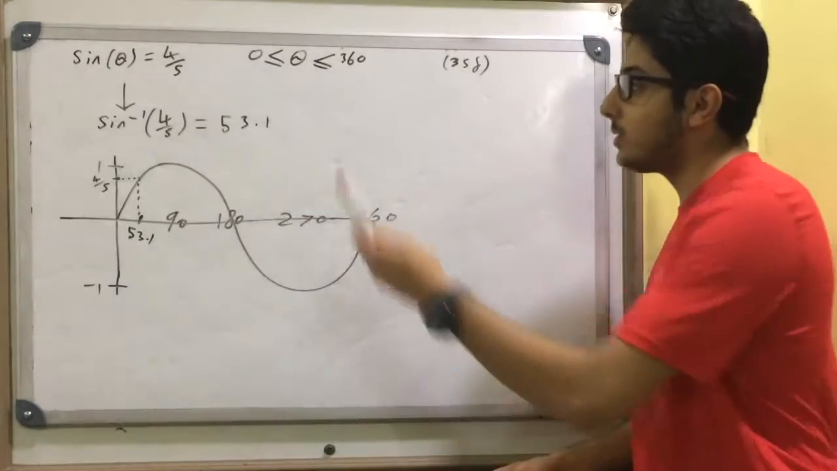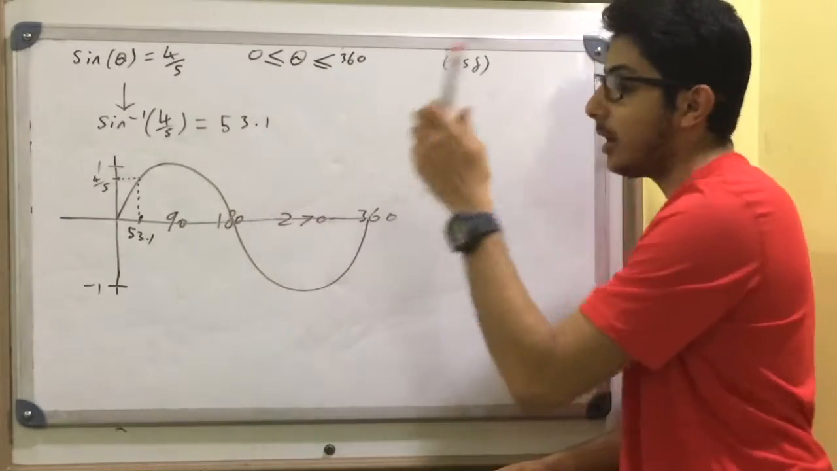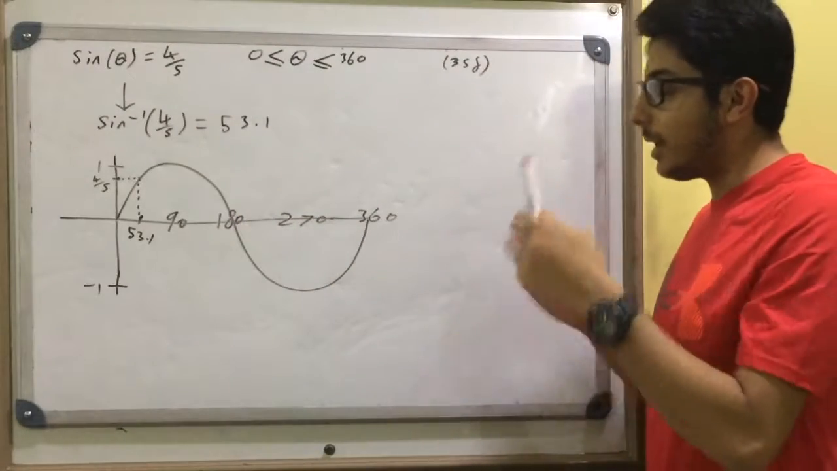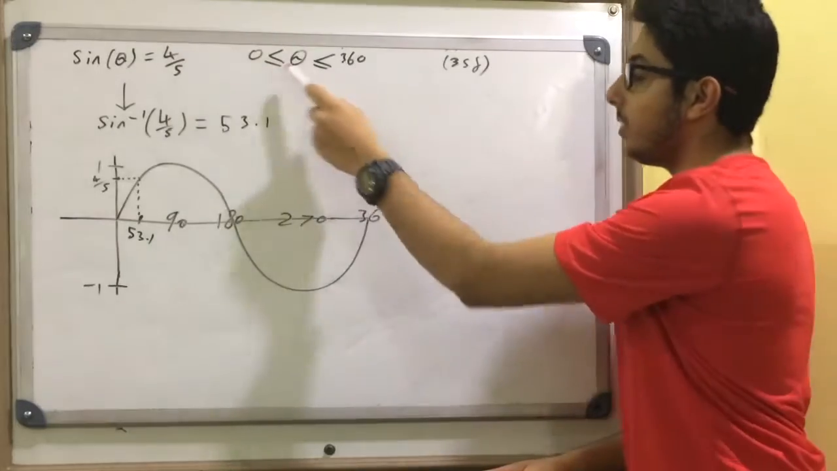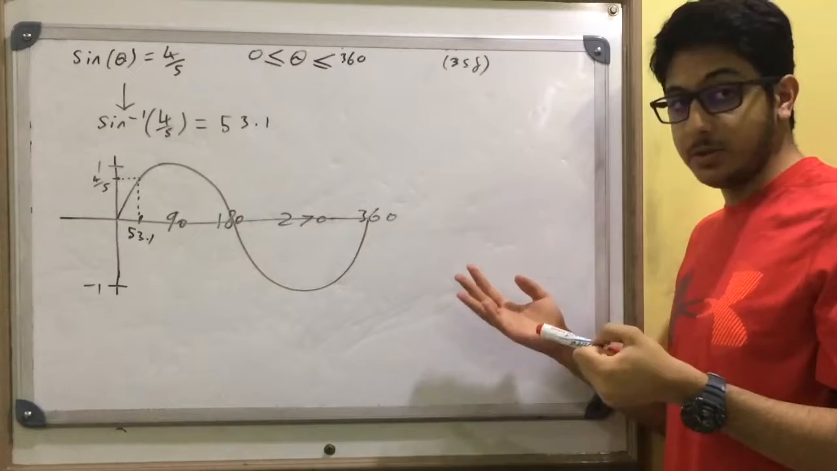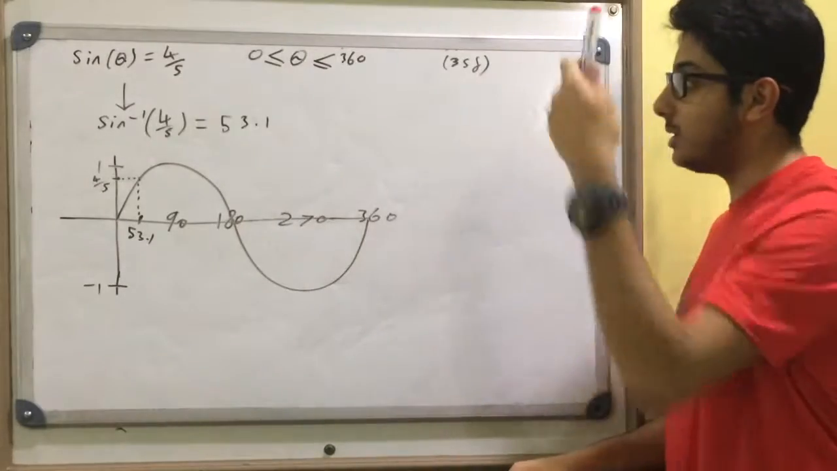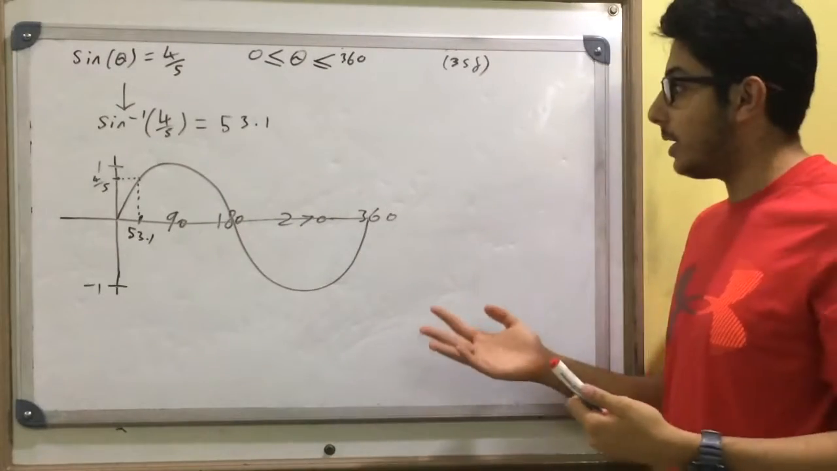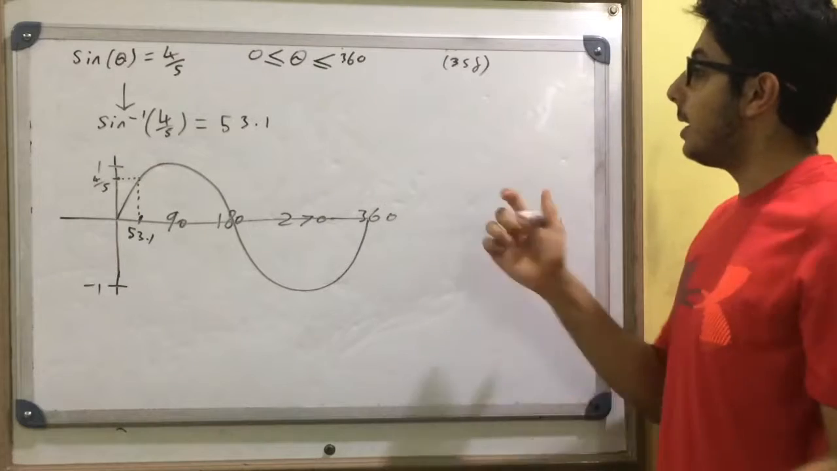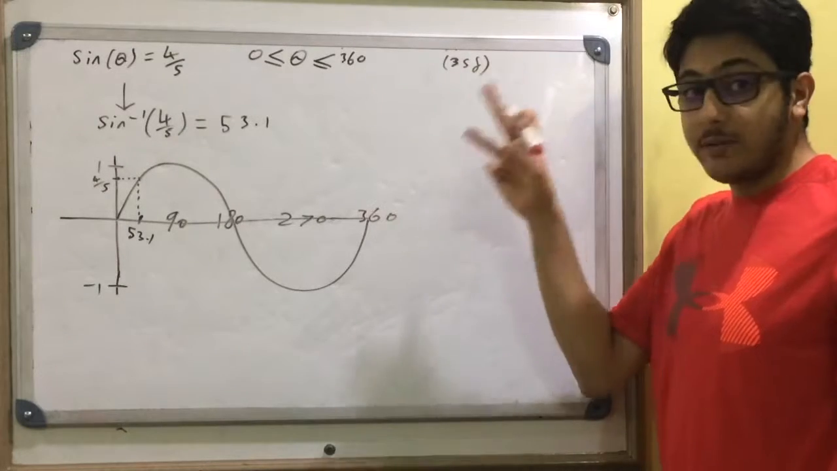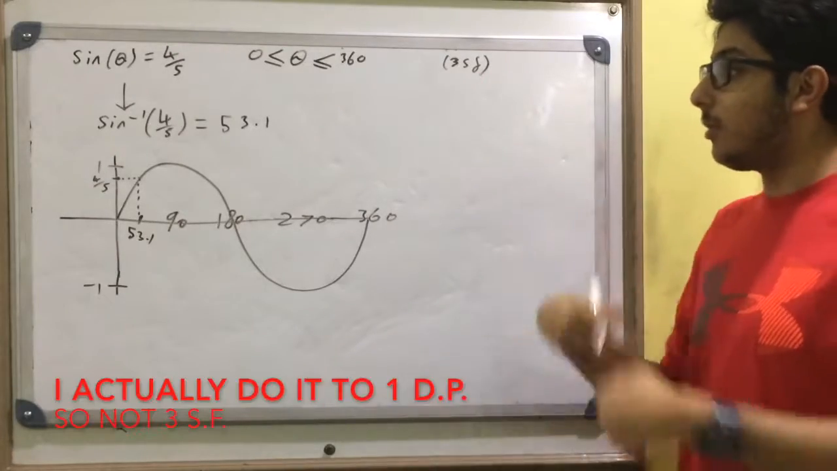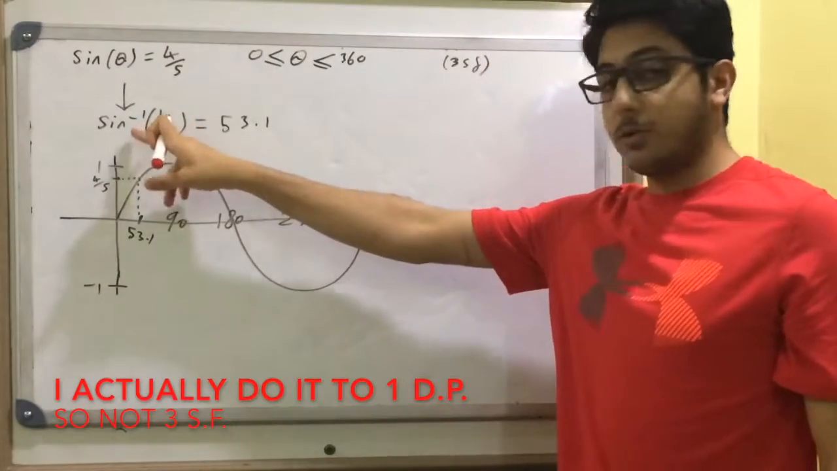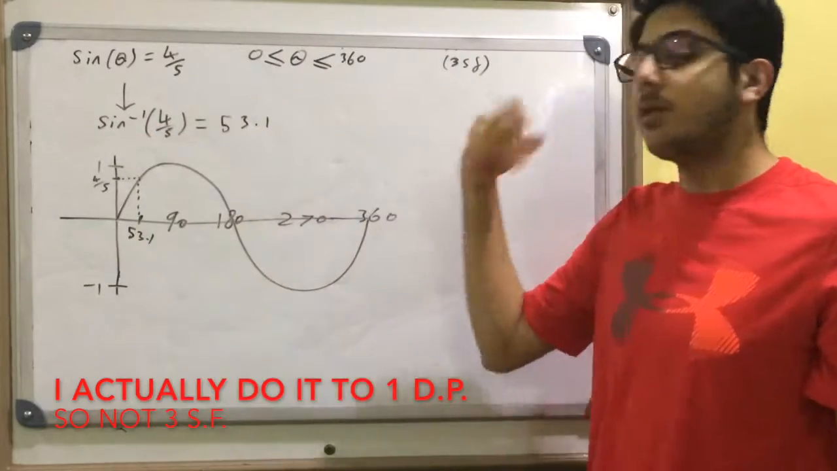Okay, so sine theta is 4/5. And it asks you to find all the possible solutions for theta within this range. They will always give you a range. This is the most common range, between 0 and 360. And sometimes it's in radians. And if it's not in exact values, they'll also tell you how to round it, so to three significant figures. So first of all, use the inverse sine function in the calculator, you get 53.1 to 3 significant figures.